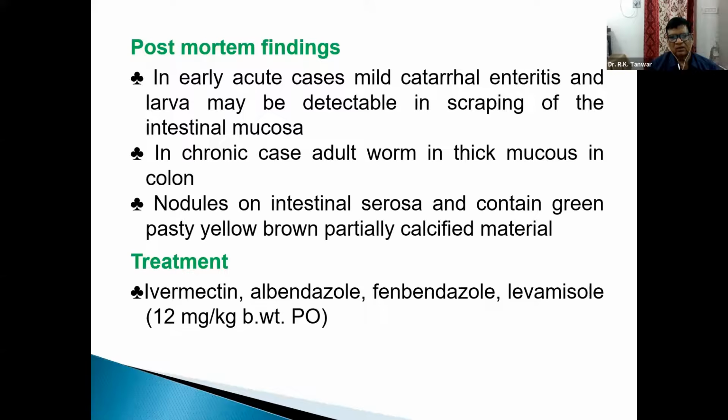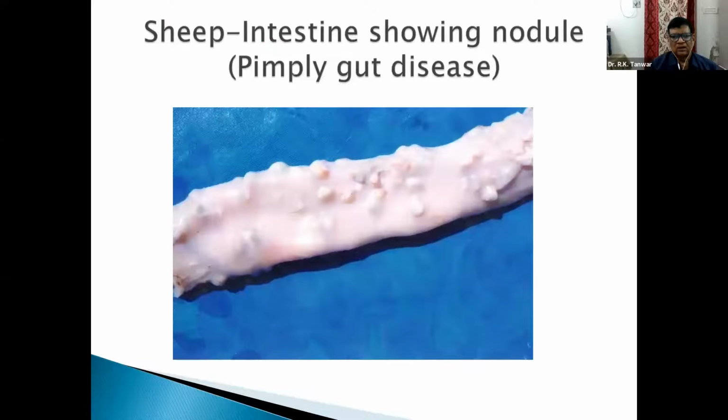Then postmortem findings in acute cases: catarrhal enteritis. Larvae may be detectable in the mucus. In chronic cases, adult worms in thick mucus, nodules on the intestine that contain green pasty, yellow brown, partially calcified material. Treatment: ivermectin, albendazole can be used. This is a very beautiful photo of a sheep intestine where the nodules are present on the serosa.